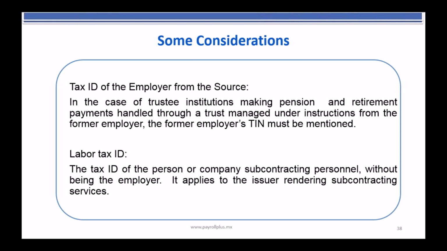So it has been said that they will release a list of companies that have to comply with these requirements. When that list is published, in case you have a subcontracting structure, you have to review if your company's tax ID is within that list, and then you'll be obligated to comply with this. Otherwise, you do not need to fill out these fields.